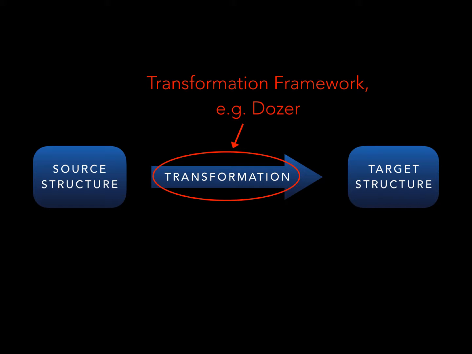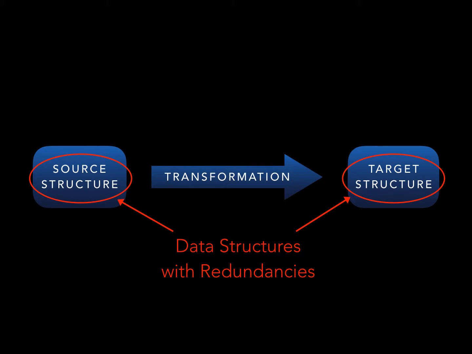One example from the web domain that you are probably familiar with is Dozer, which is often used to transfer data from a domain model to data transfer objects and vice versa. But while Dozer may reduce the amount of code necessary to perform the transformation, it does not address the issue of syntactically and/or semantically redundant data structures. Now, to illustrate what I mean by redundant data structures, I'd like to run through a few use cases with a concrete example.